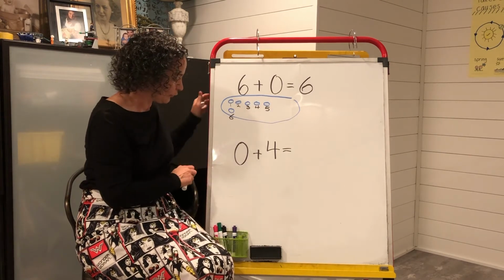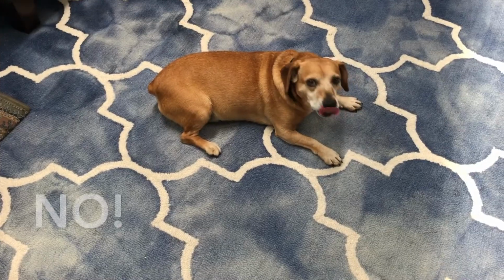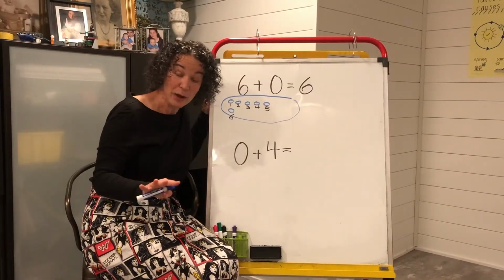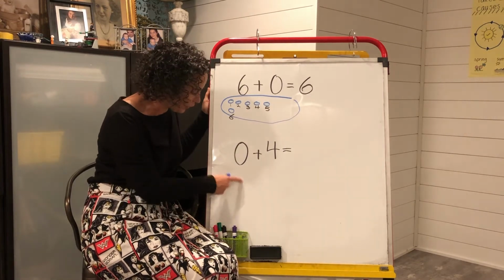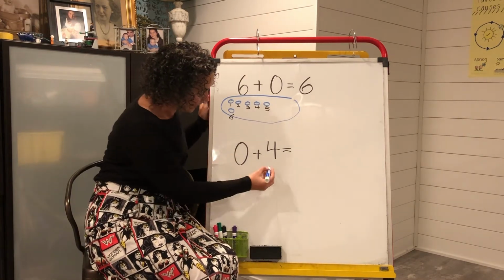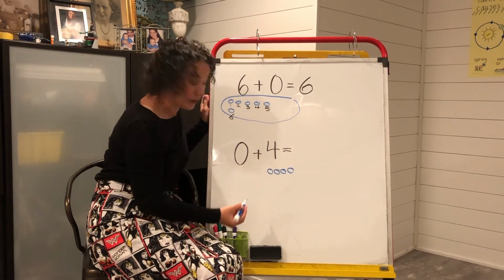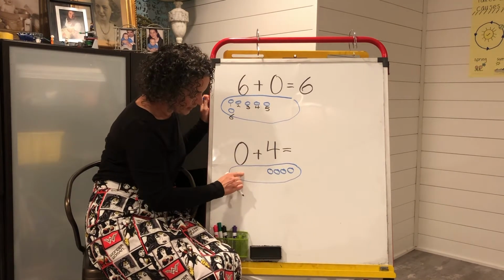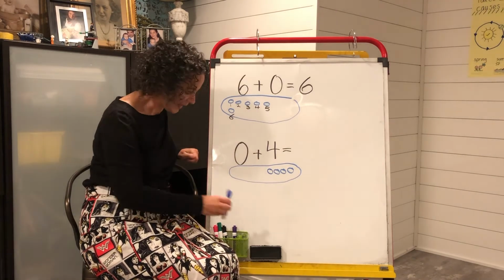0 plus 4. Penny, do I draw any counters for 0? Penny says, no, I don't draw any counters for 0 because 0 is holding the space of another number. So nothing's going to go here. And I need 4 counters, 1, 2, 3, 4, for our plus 4, our second add-in. And I'm going to circle where this add-in would be and our 4. And then what do we need to do? Yeah, we got to count it up.